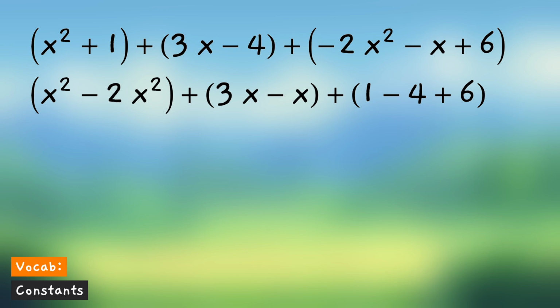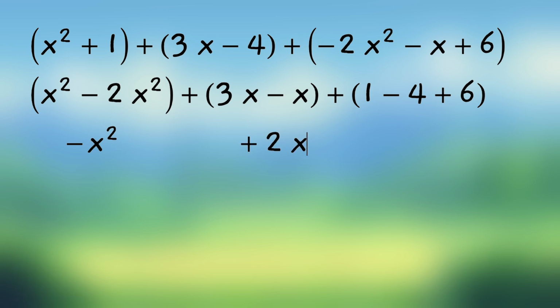X squared minus 2x squared is negative x squared. 3x minus x is 2x. And 1 minus 4 plus 6 is 3. So after combining like terms, we get the sum of these three polynomials: negative x squared plus 2x plus 3.